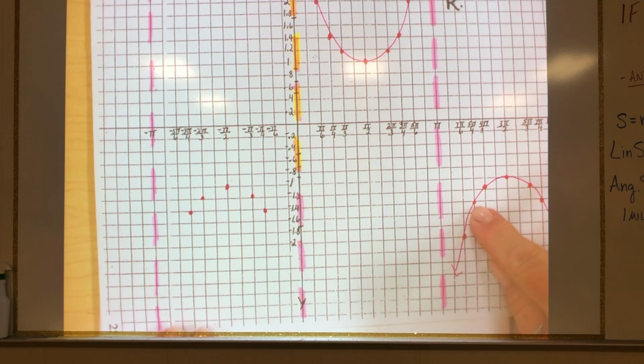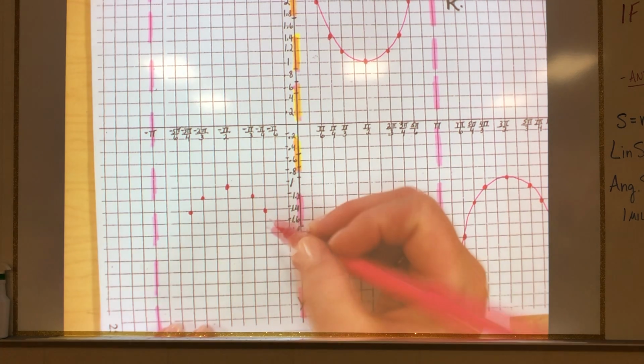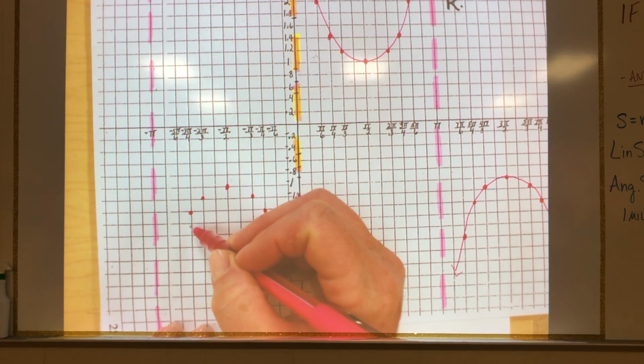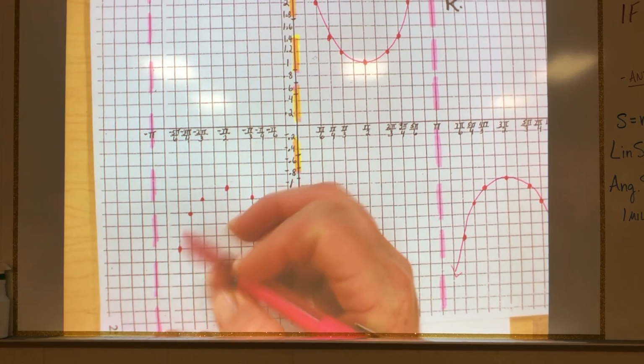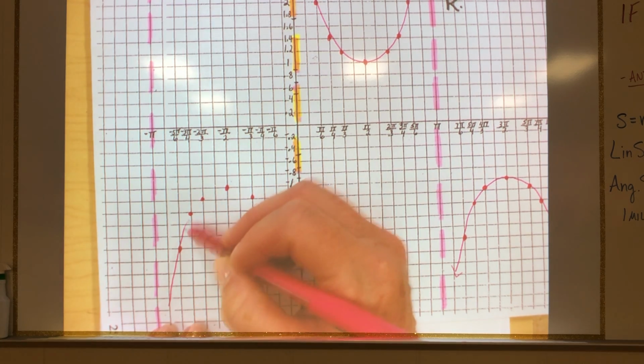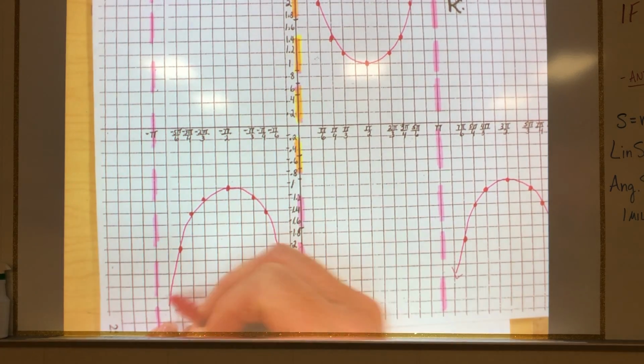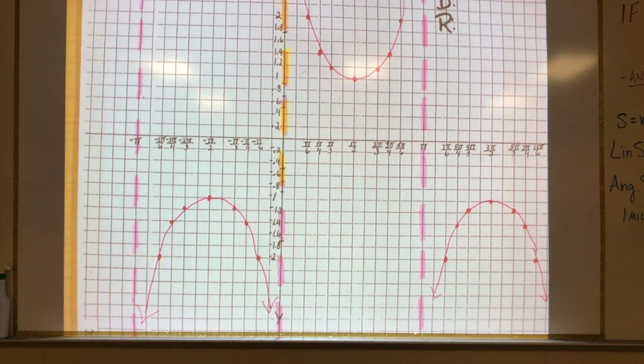Okay, now I gotta get from this point to this point. Can you do that? From this point to this point. You're obviously gonna go down how many? 3, and then over 1. So down 1, 2, 3, and over 1. And here is my cosecant curve.